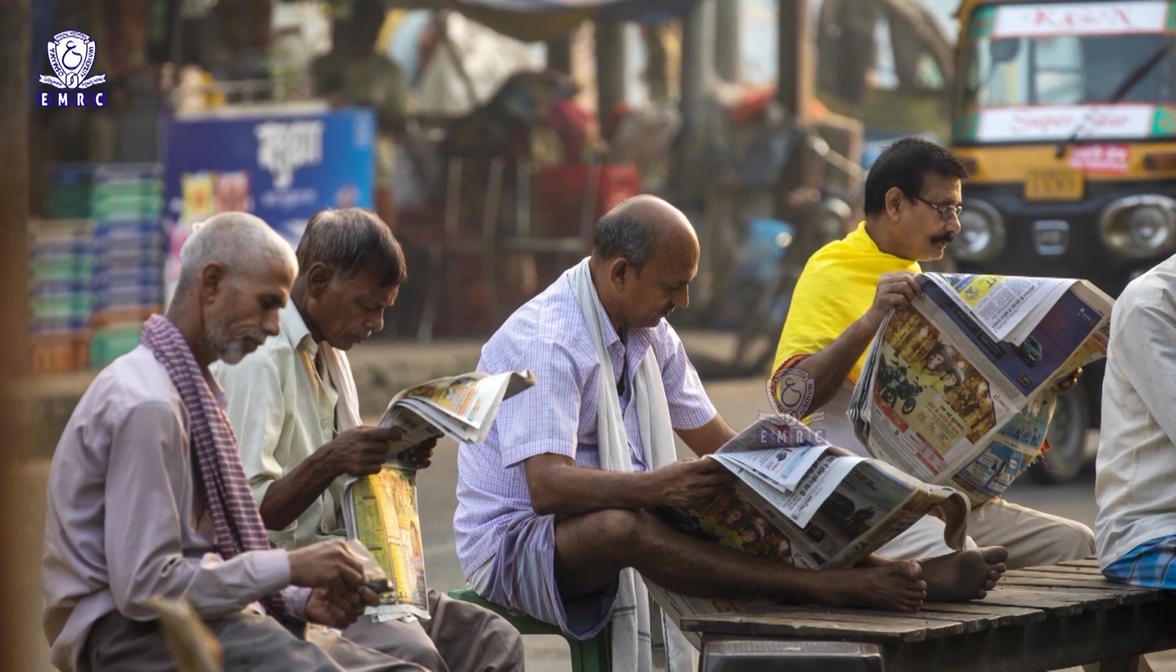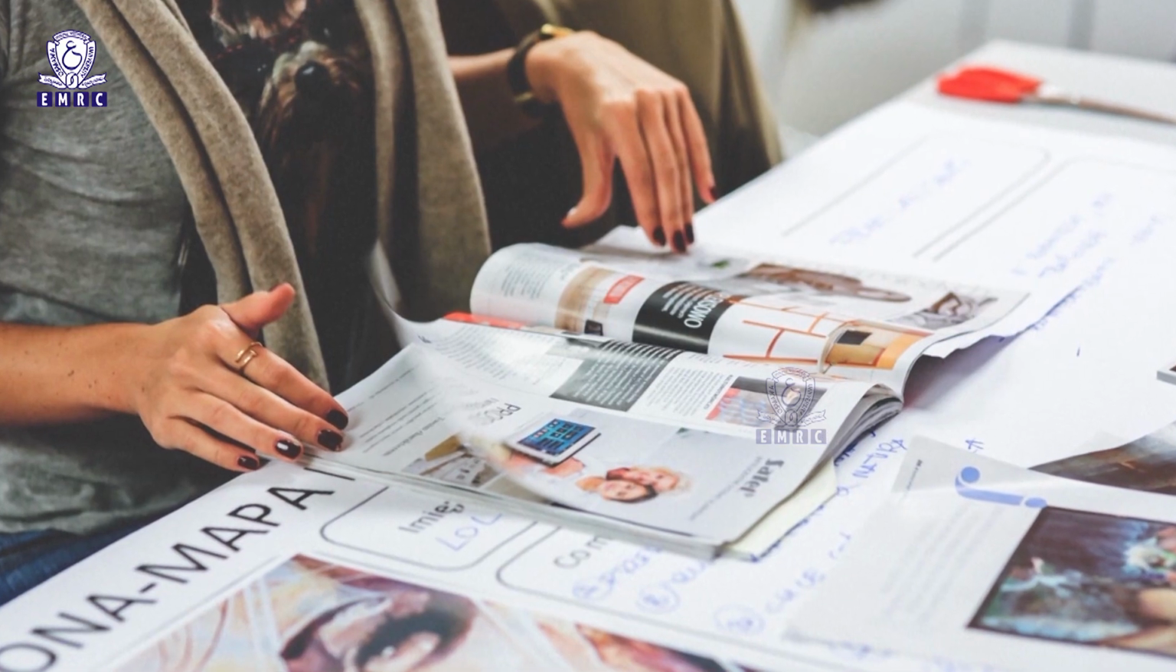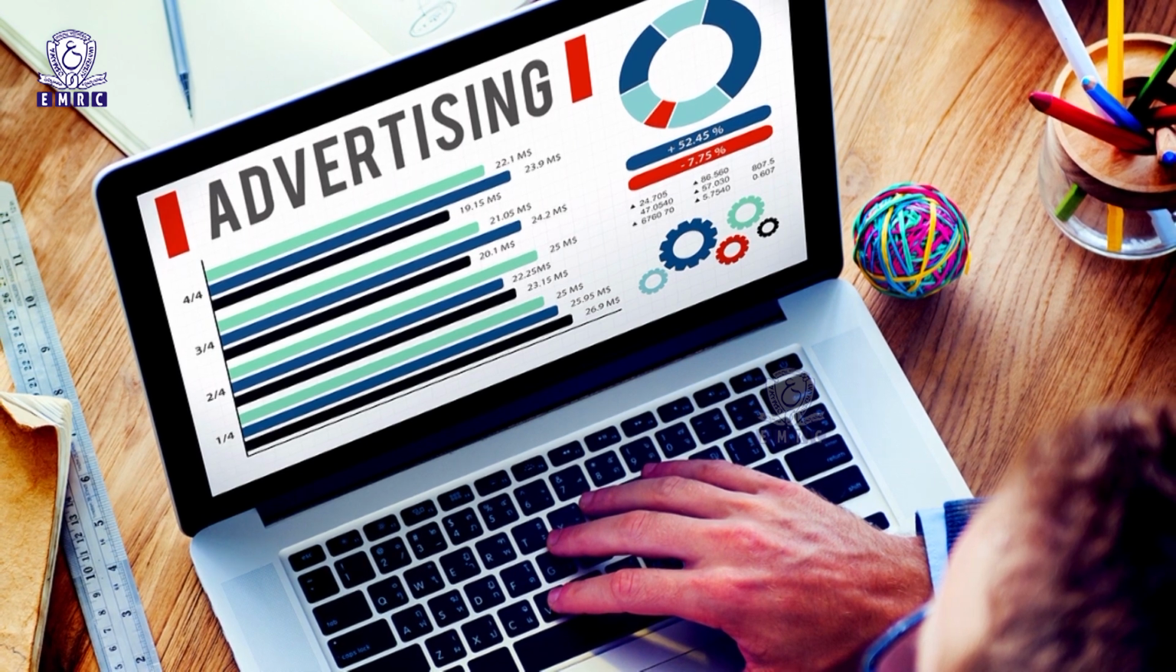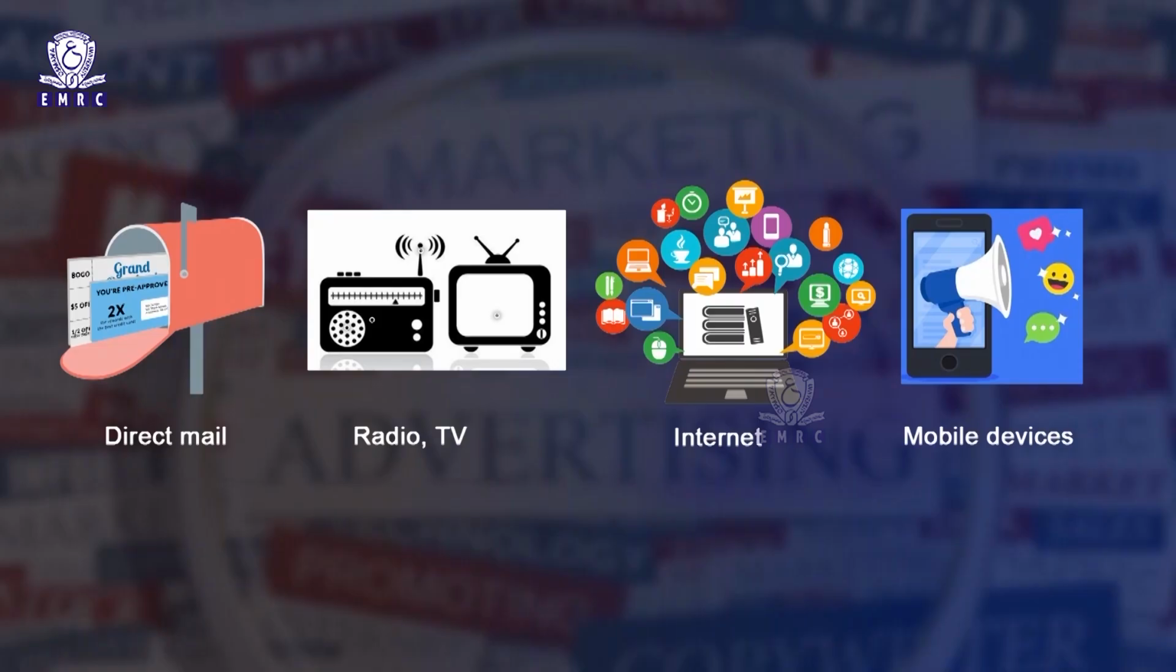All these modes of communication paved the way for drawing attention of the public, thereby promoting the things that came to be known as present-day advertising. It became a major force in capitalist economics in the mid-19th century, based primarily on newspapers and magazines. In the 20th century, advertising grew rapidly with new technologies such as direct mail, radio, TV, the internet and mobile devices.